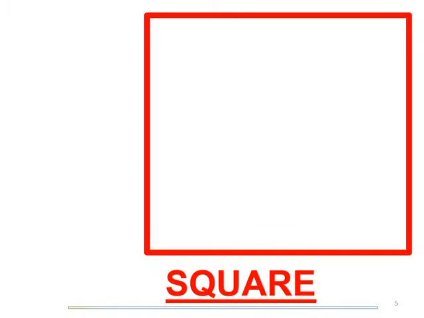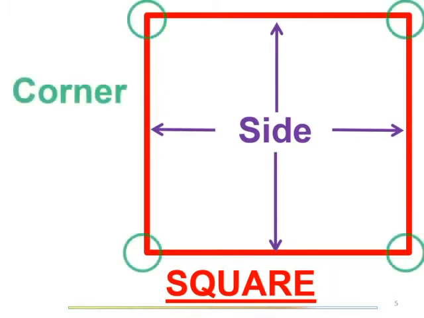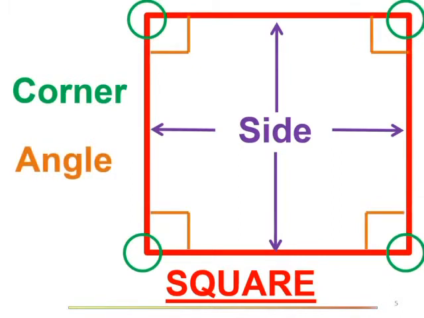Let's start with a really common two-dimensional shape, the square, and look at some of the terms used to describe a shape. A square is made up of 4 equal length sides. The fact they are equal makes it a square. There are 4 corners where each of the sides meet and 4 right angles.